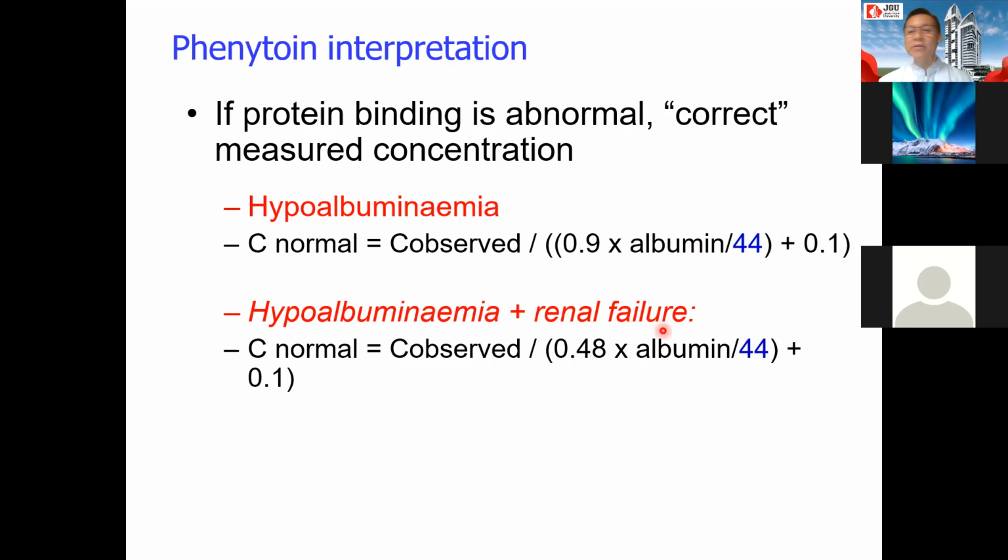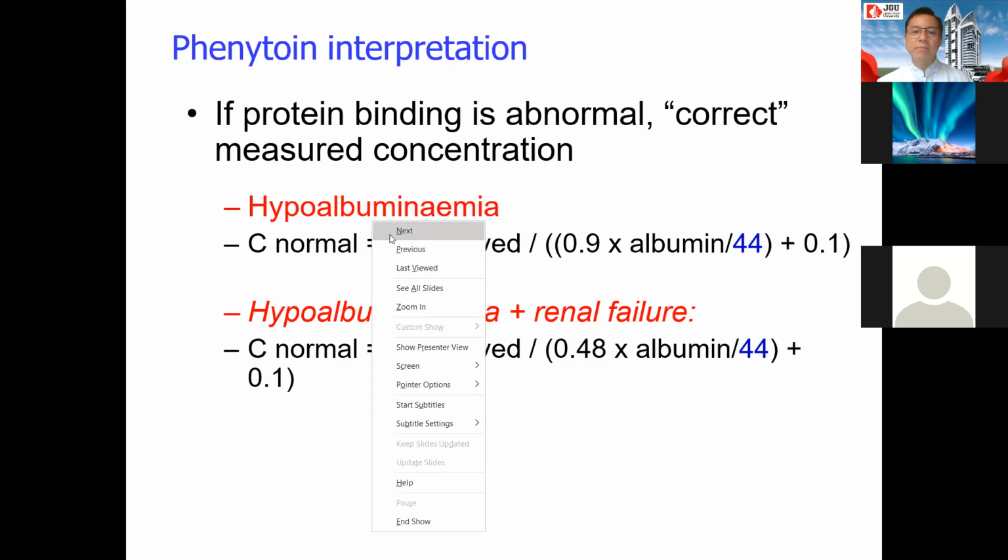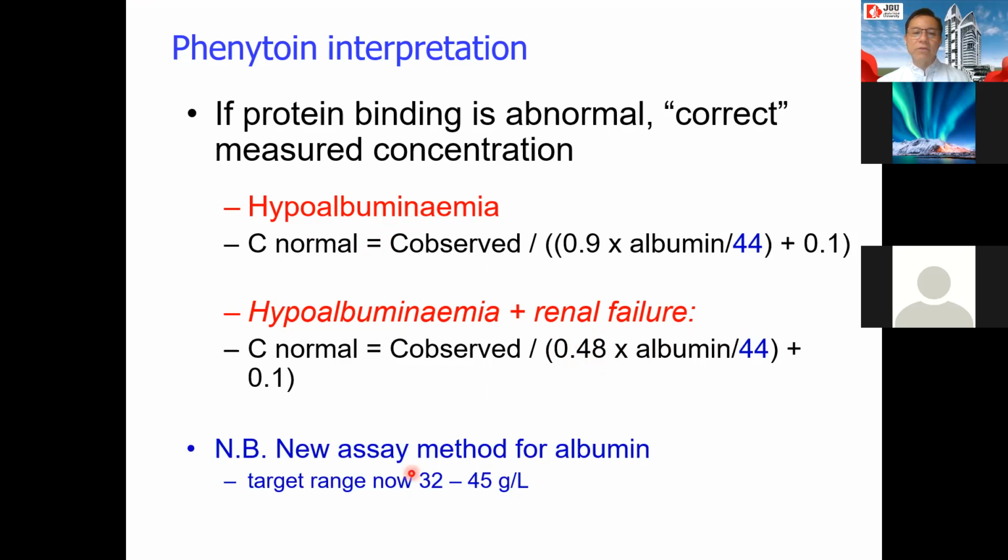For renal failure, you have uremic toxins, urea, and some other substances. Because urea will also compete with phenytoin in binding albumin, it will again decrease the albumin binding, to 0.48. For the albumin assay, the new target range is 32 to 45.